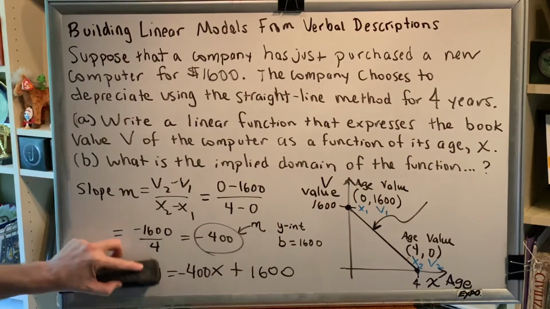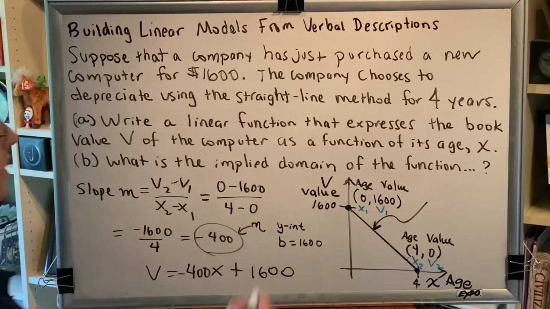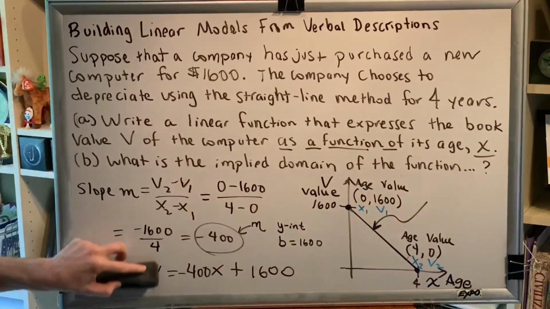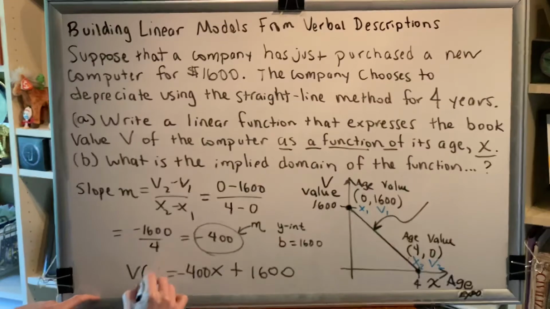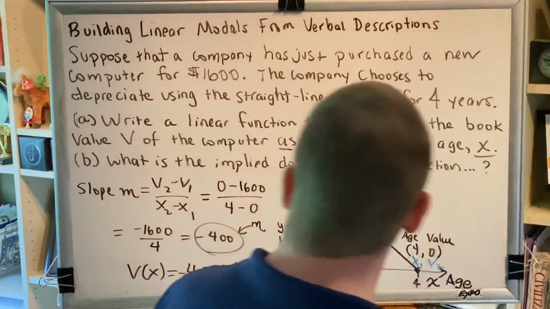I will change this y to v because that's the variable that we're dealing with in this problem. And because it says as a function of x, I'll actually write it as v of x. So there we go. Now we have made our linear function. Okay, that brings us to part B of this problem. What is the implied domain?